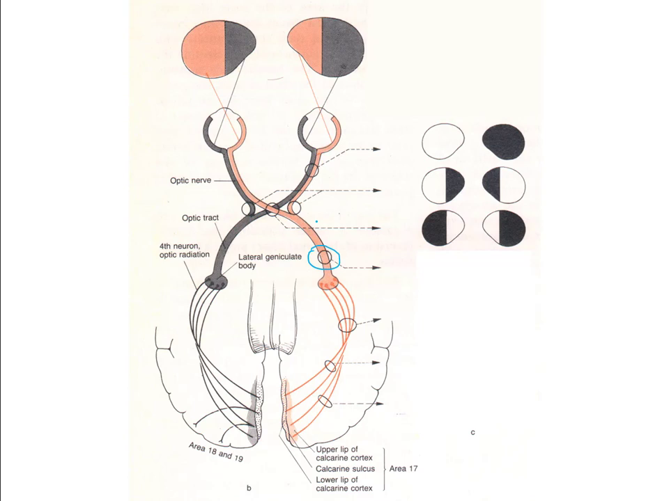Contralateral for which eye? Both eyes. That's the homonymous hemianopsia. Both eyes have lost the same area of space, same half. Homonymous. Between the two eyes, it's the same. Hemianopsia.